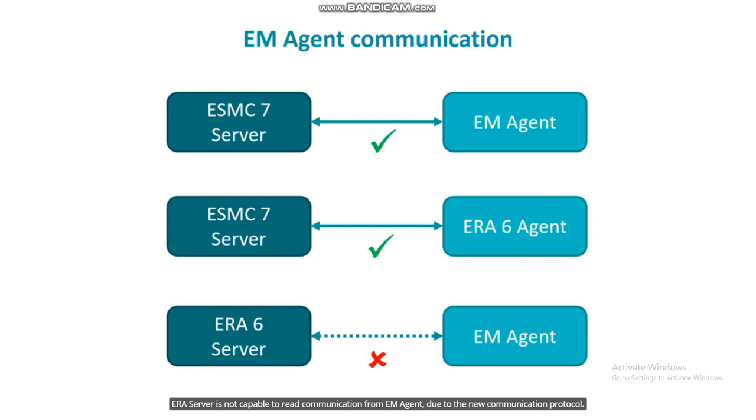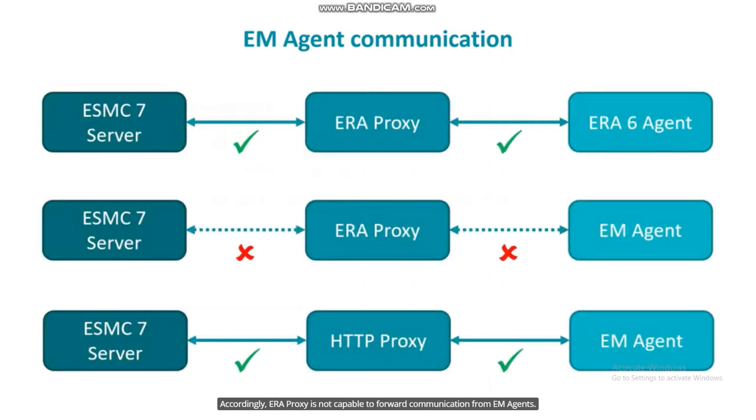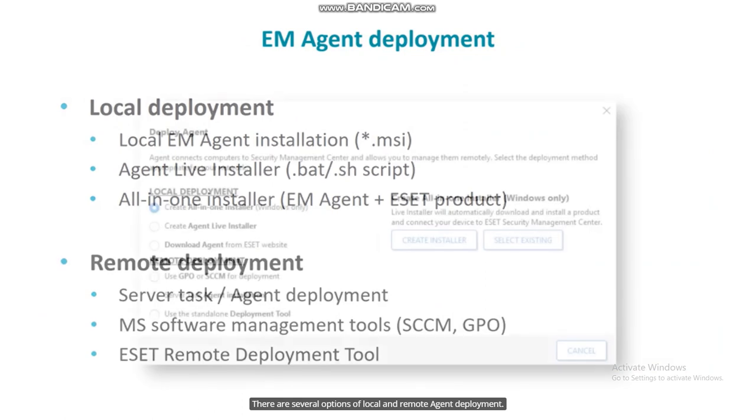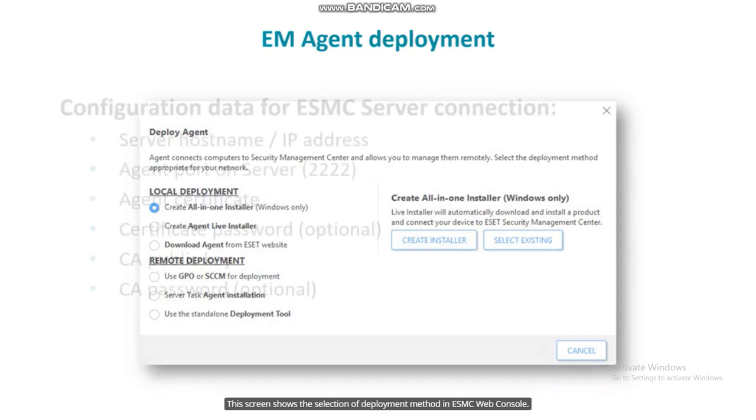ERA server is not capable to read communication from EM agent due to the new communication protocol. Accordingly, ERA proxy is not capable to forward communication from EM agents. In ESMC, HTTP proxy serves for communication forwarding. There are several options of local and remote agent deployment. This screen shows the selection of deployment method in ESMC Web Console.